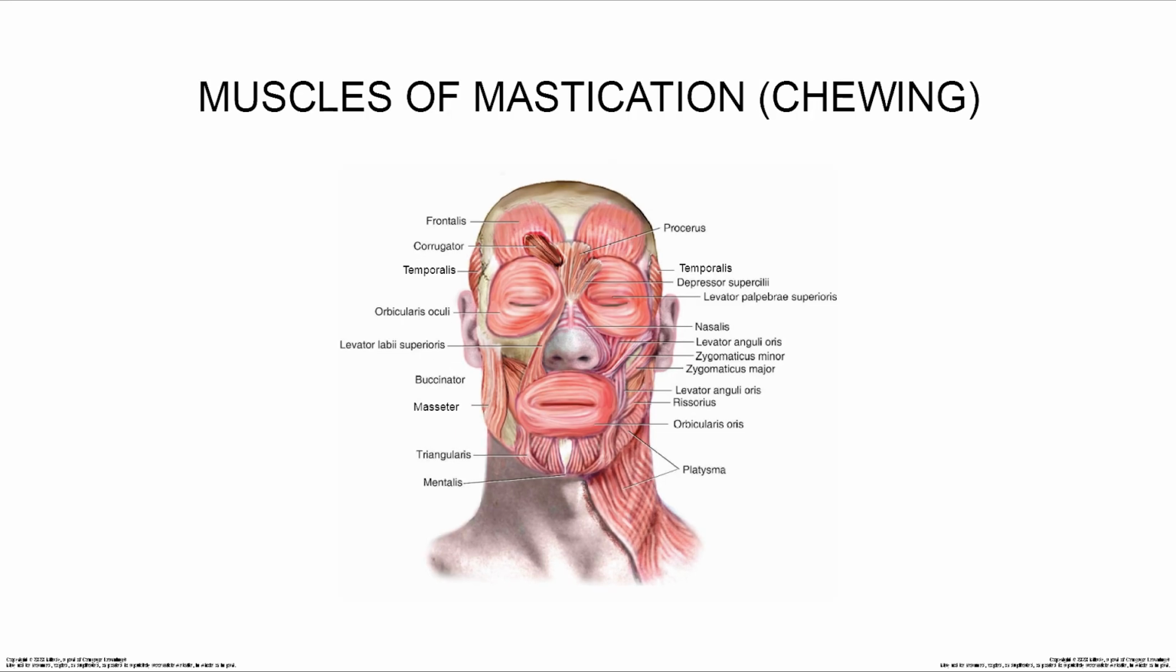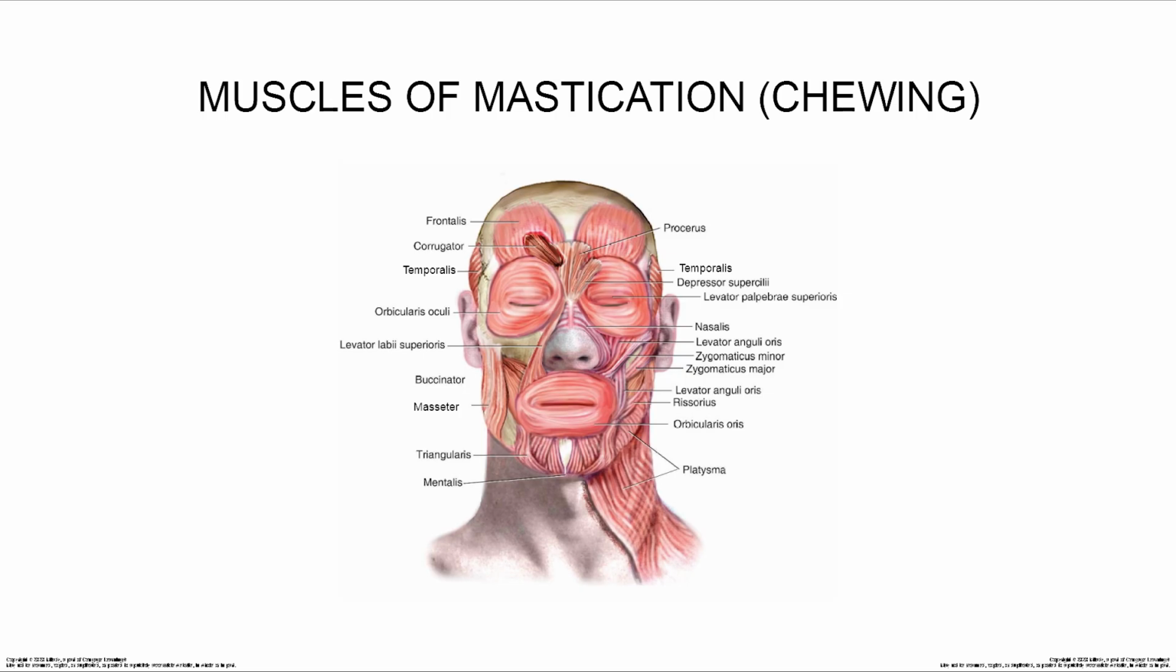Muscles of mastication. Mastication is chewing. This is what begins the digestive process. And because we know that these organs and systems are all interdependent, this muscle, even though we're in the muscular system, helps the digestive system.